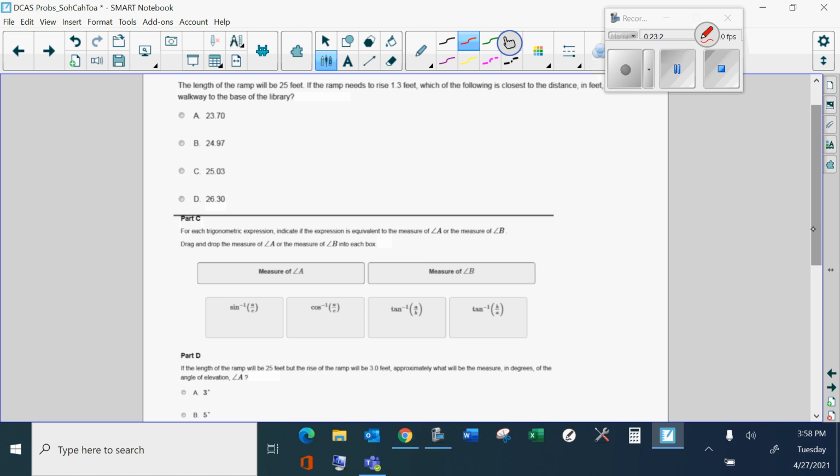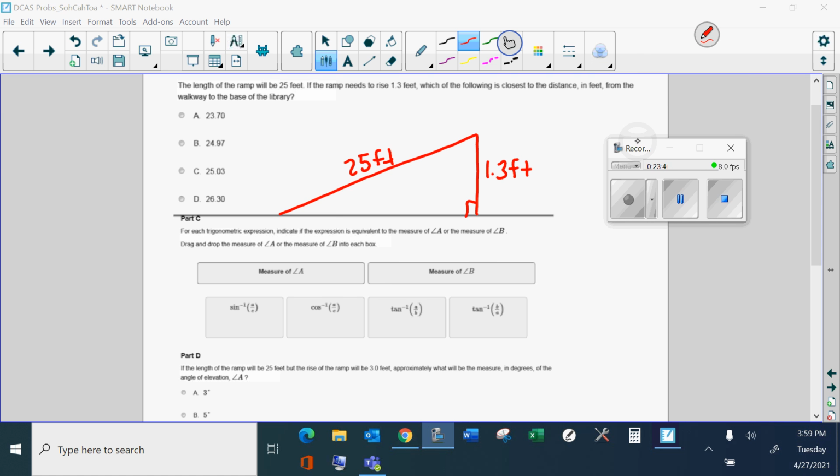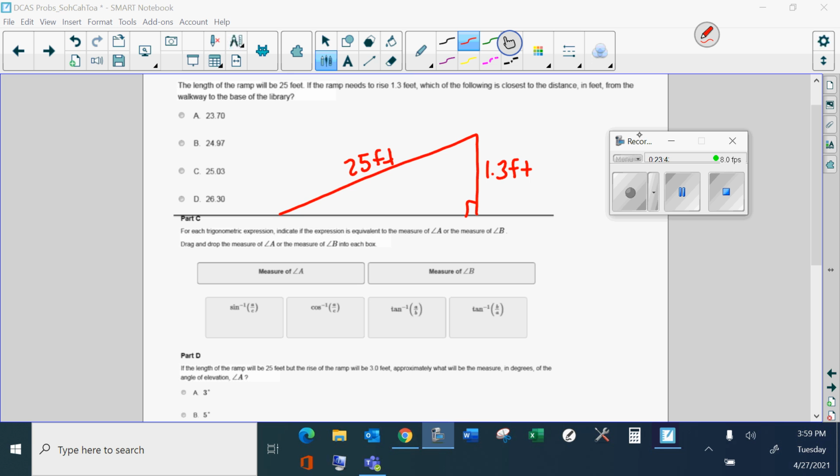The length of a ramp is 25 feet. Boom, there's my ramp. The ramp needs to rise 1.3 feet. There's my height, it needs to rise. Which of the following is the closest distance in feet from the walkway to the base of the library? So they want this length here. So what do you do? Pythagorean theorem.